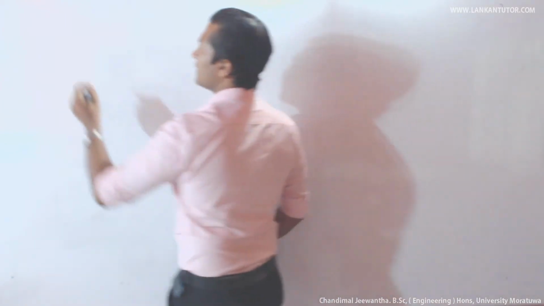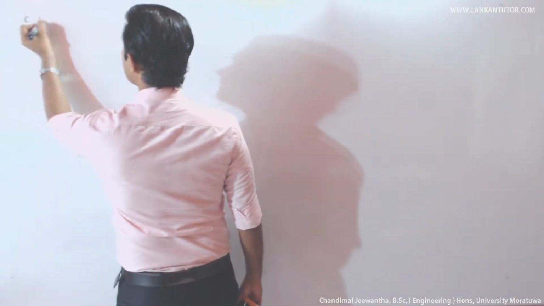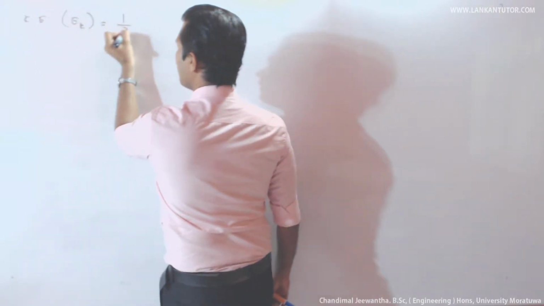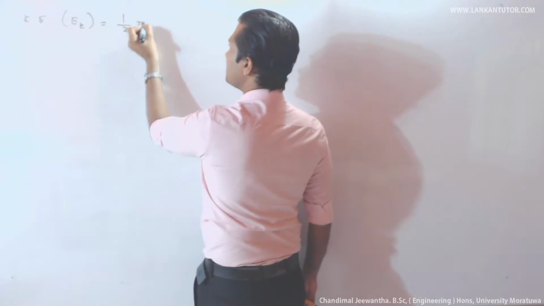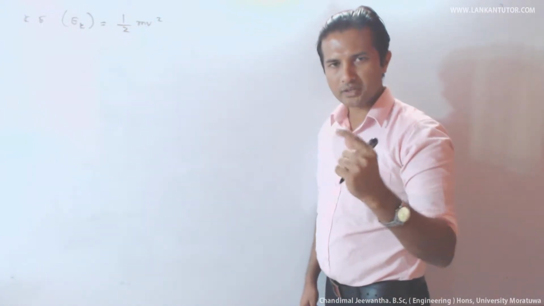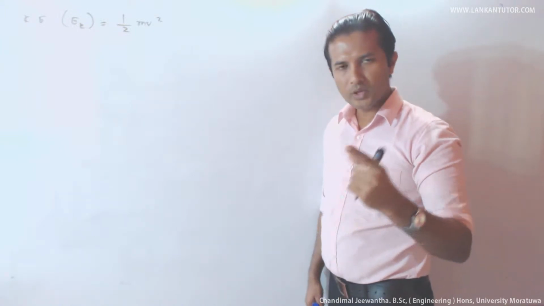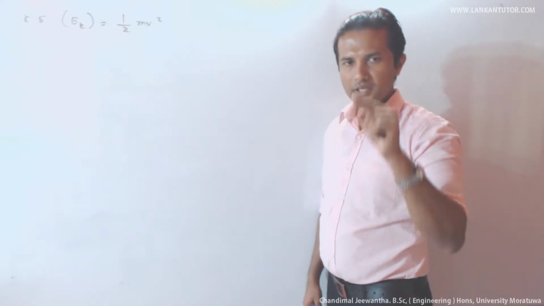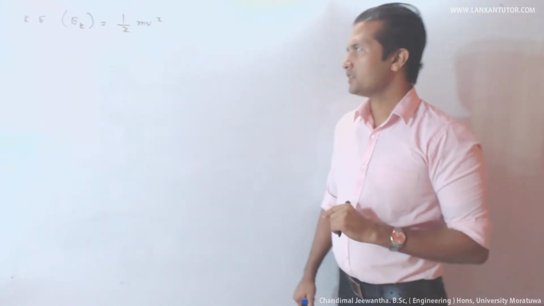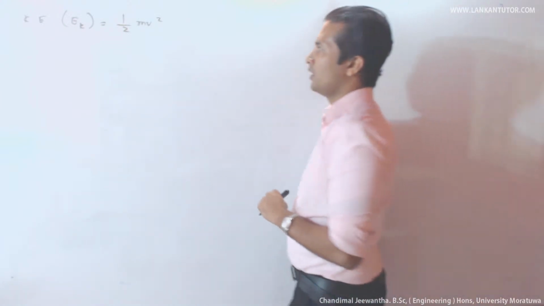In order to find kinetic energy of an object, you have to consider half mv square, which means when an object of mass m moves with velocity v, kinetic energy is half mv square.